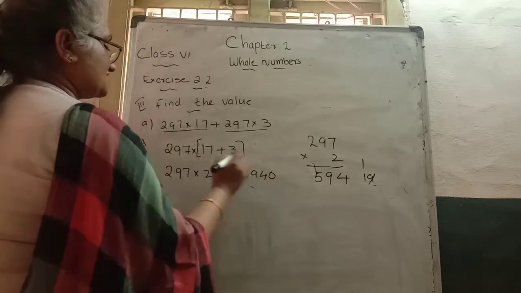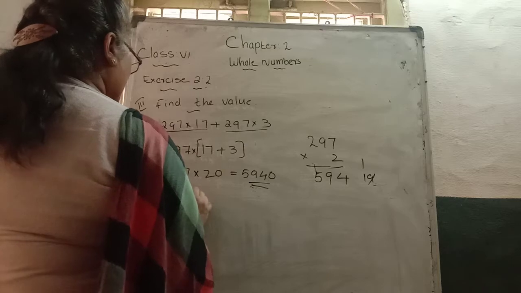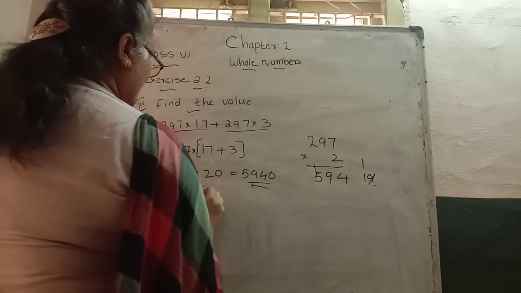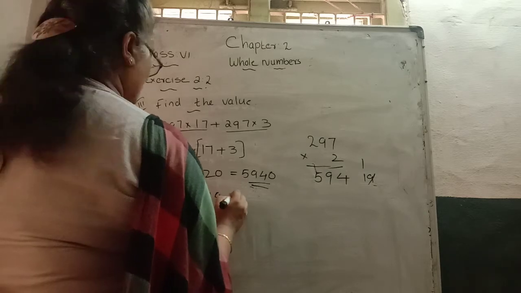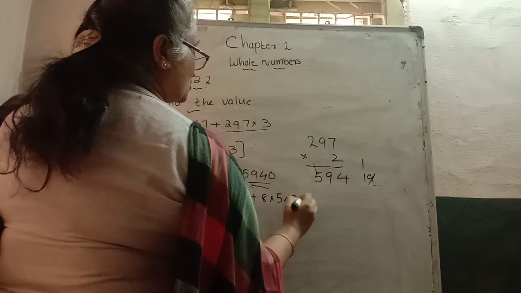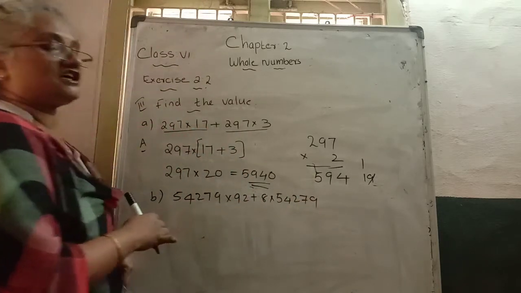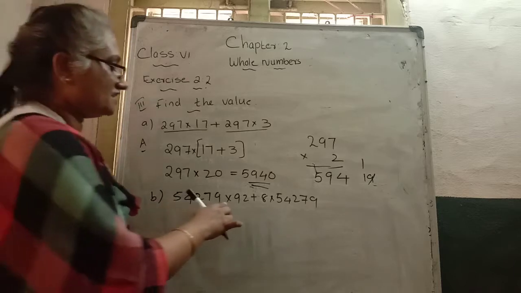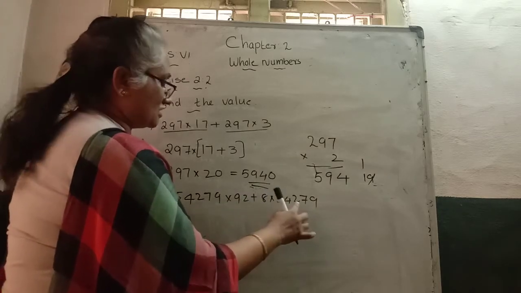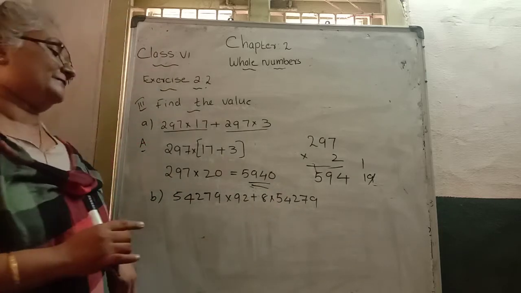Then next, this is the answer for the first question, 5,940. The B question: 54,279 into 92 plus 8 into 54,279. Like this way they have given us the question.